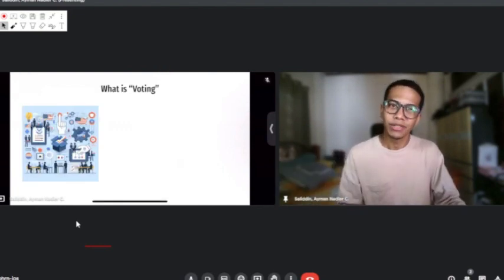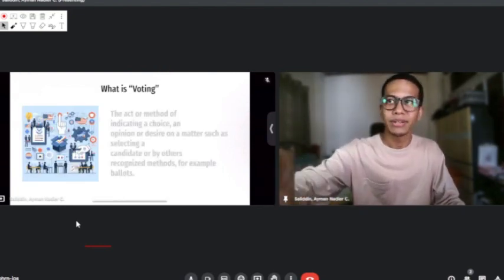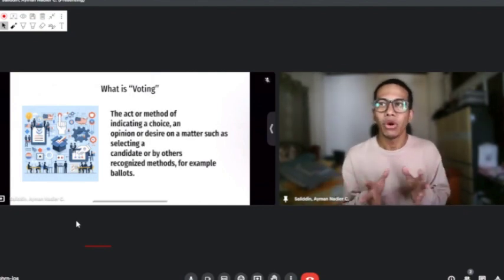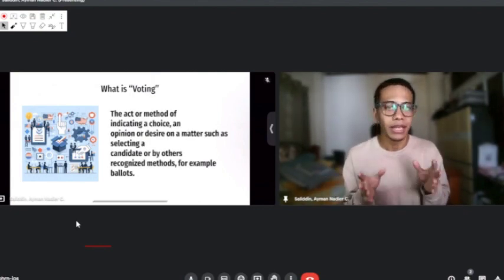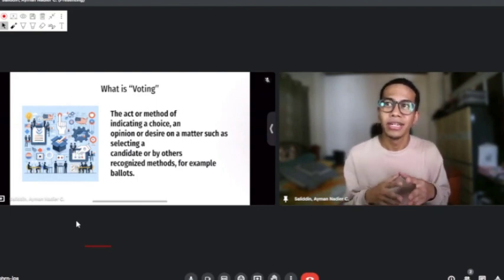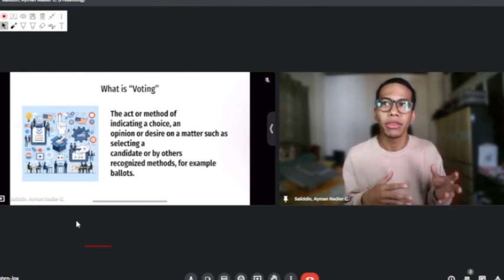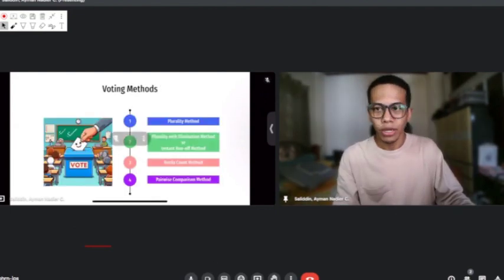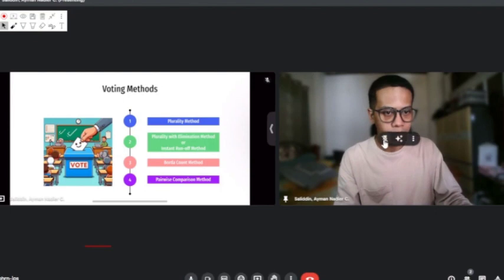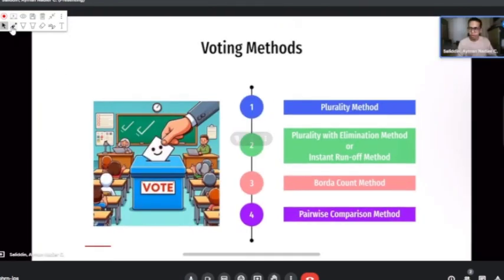First things first, what exactly is voting? Well, it is the act or method of indicating a choice, an opinion, or a desire on a matter, such as selecting a candidate or by other recognized methods. For example, ballots. So here, before we go there, let's just unpin this and minimize the camera.